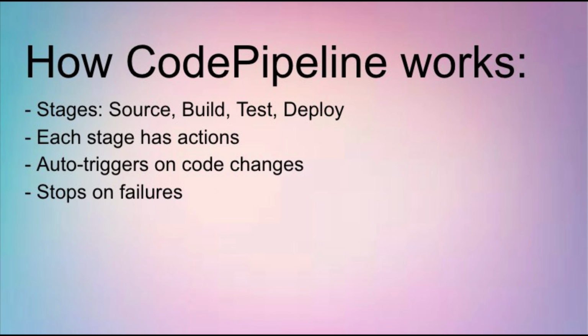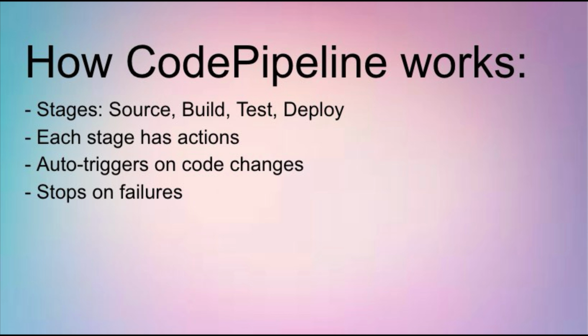So a pipeline is made up of stages, and each stage has actions. A typical pipeline might have a source stage that pulls code from GitHub or CodeCommit, a build stage that compiles your code using CodeBuild, a test stage that runs your test suite, and a deploy stage that pushes to production using services like Elastic Beanstalk or ECS. You can customize it however you want, like add manual approval steps before production, run security scans, deploy to multiple environments, or whatever your specific workflow needs.